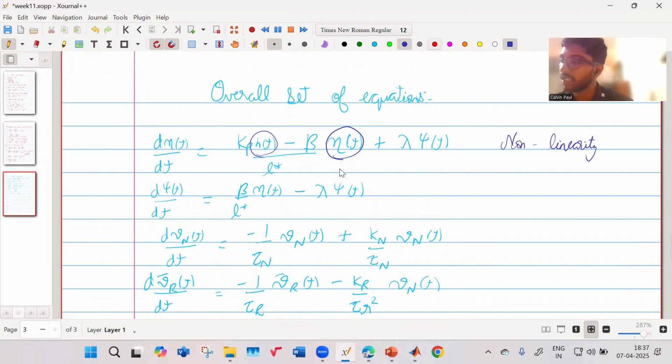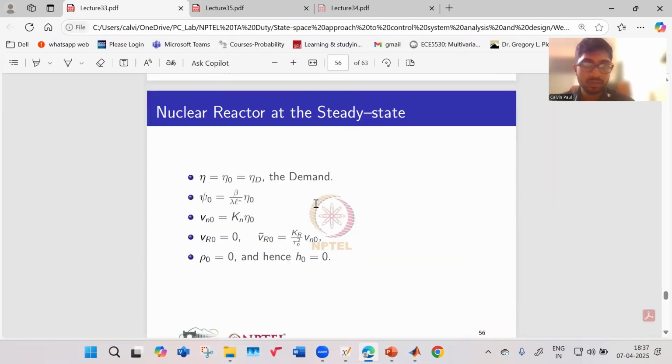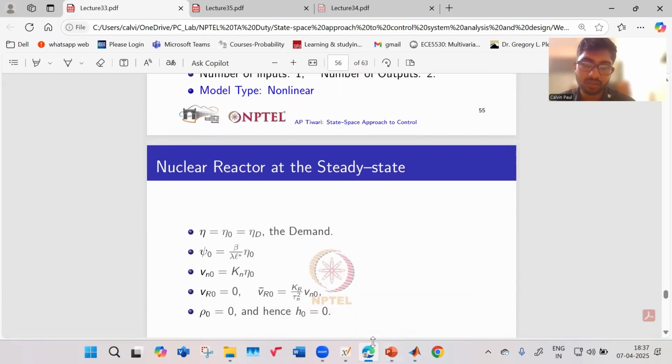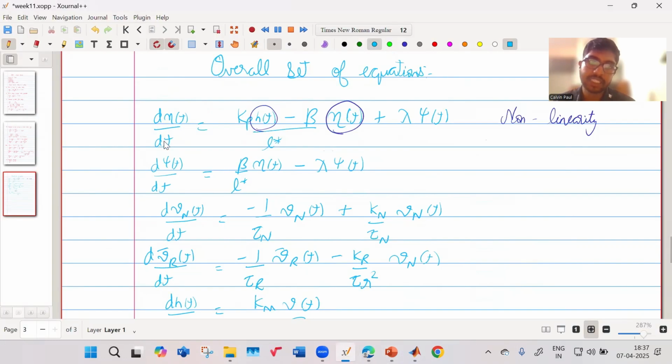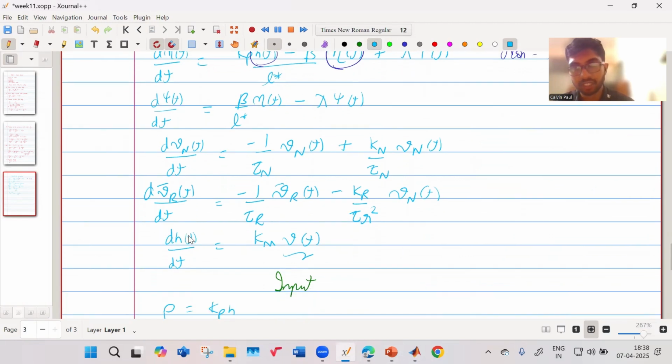So all the other equations are linear, only this part is the non-linear equation, which has to be considered very, very carefully when we do our analysis. So at steady state, all these differential terms go to zero: the time rate of change of neutron flux density, the time rate of change of the precursors of the delayed neutrons, the time rate of change of the sensed rate of change of neutron flux density, and the time rate of change of height, all these will become zero in steady state.